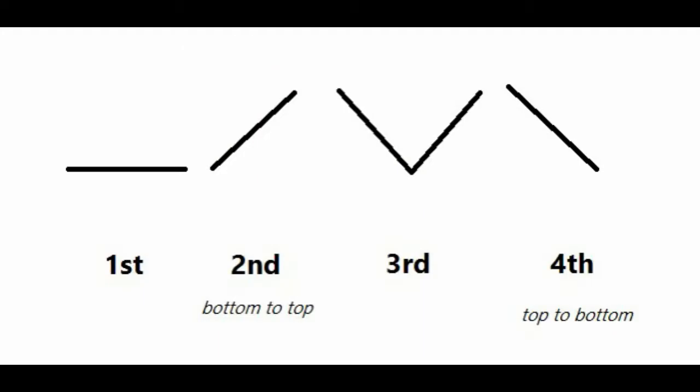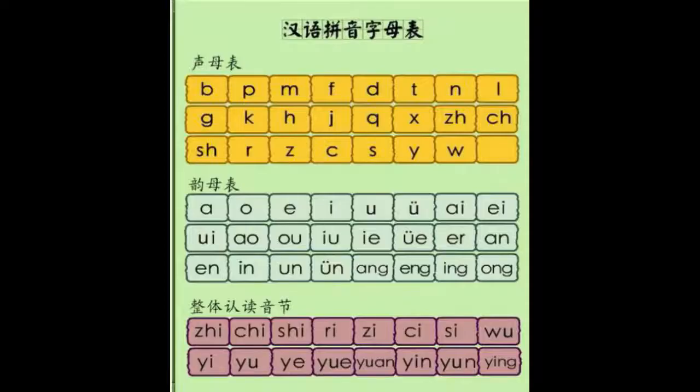As we all know, we have four different tones. So the b and the a have four different sounds, and these four different sounds can have different meanings, can be different words. For example, b and a, the first tone will be bā. It can refer to the number 8. And the second tone, bá, can refer to pulling something.